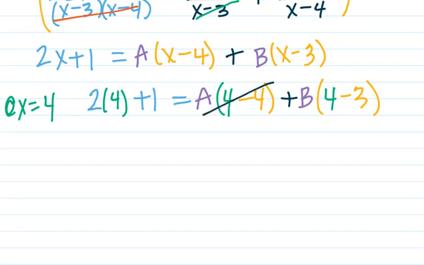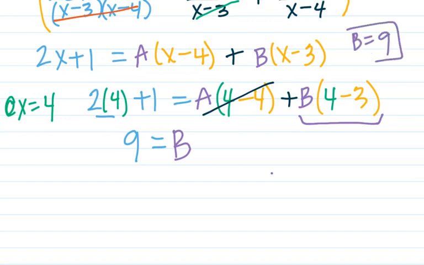Now on the left hand side, I'm going to have 2 times 4, which is 8, plus 1, so that's going to give me 9. And then on the right hand side, of course, we're just going to be left with b times 4 minus 3. 4 minus 3 is just 1, so 1 times b is just going to give me b. So b is going to be equal to 9. I'm going to write that off to the side because that's going to be important later on.